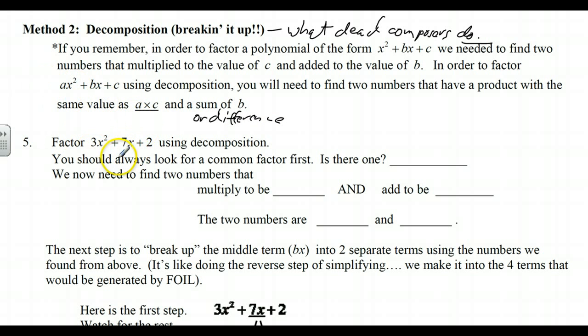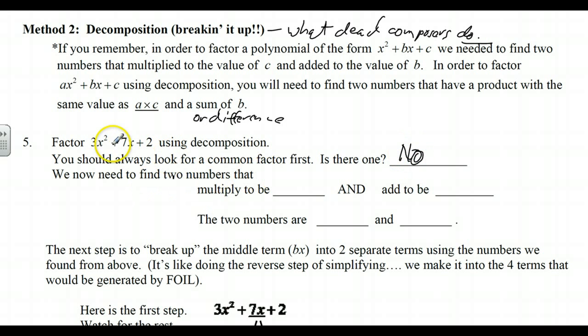So here, nice set of notes on decomposition. We're going to very much break this up, okay? And you're going to look at the method and figure out what's going on. And we're going to do a couple of these, and then you can practice if you choose to use this method. So, you should always look for a common factor first. 3, 7, 2. No, there's no letter in common, so there is no GCF.